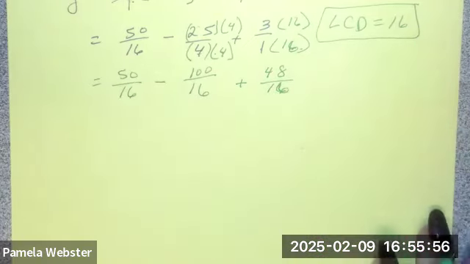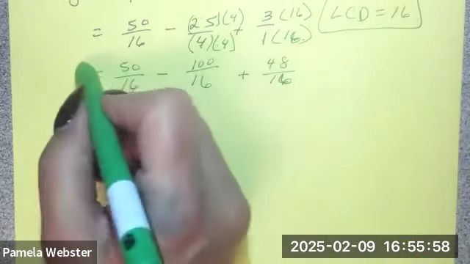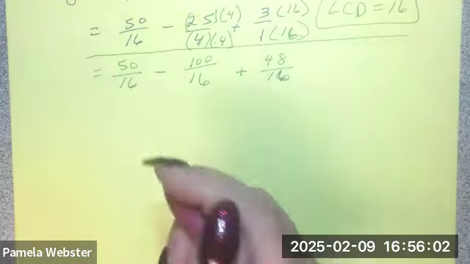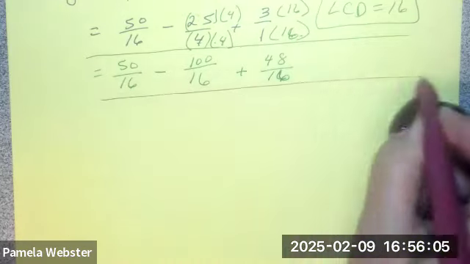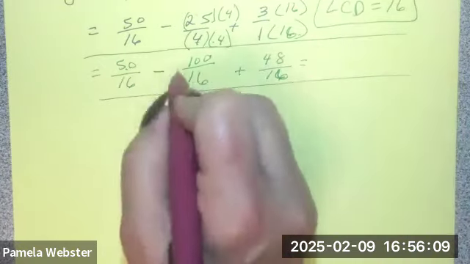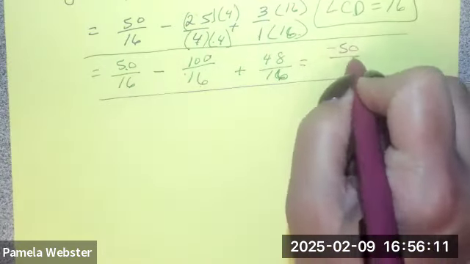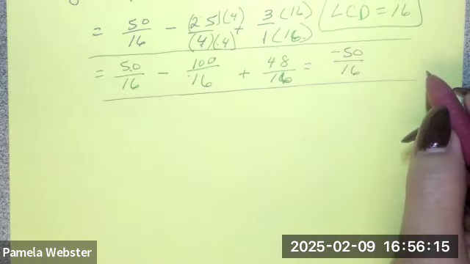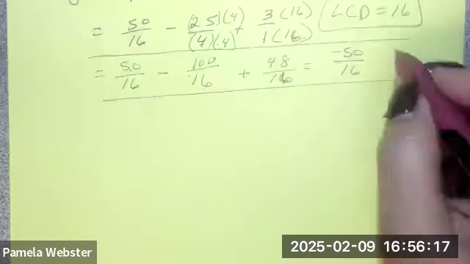Okay. Sorry. It's kind of running together a little bit there. Let me do that. Okay. So it's those fractions in there messing me up. 50 minus 100 is going to be a negative 50 over 16. Remember that rule. Once you have common denominator, all you have to do is add or subtract the tops.